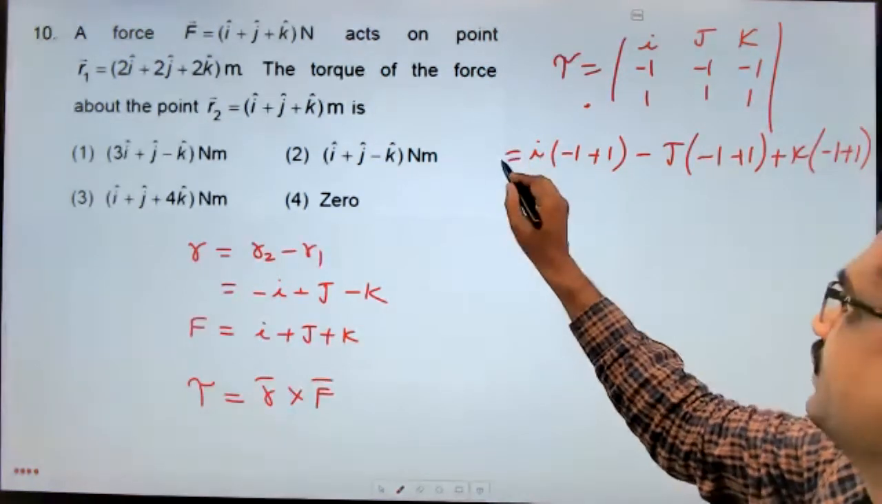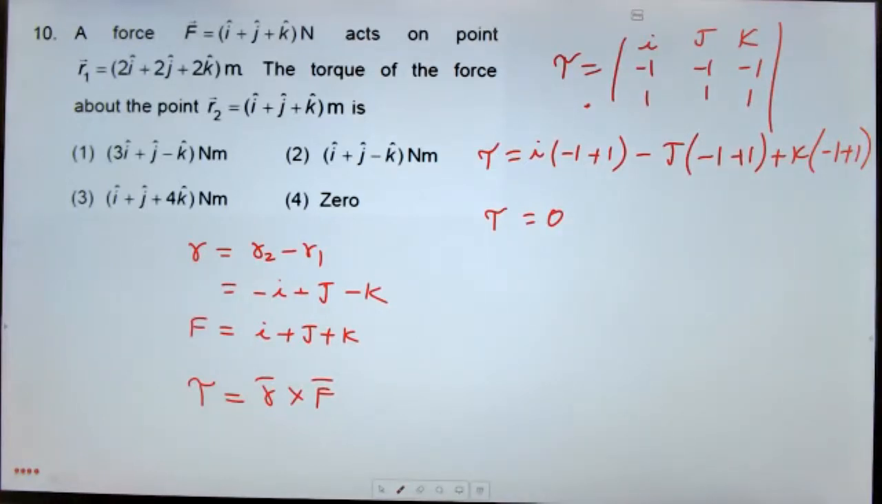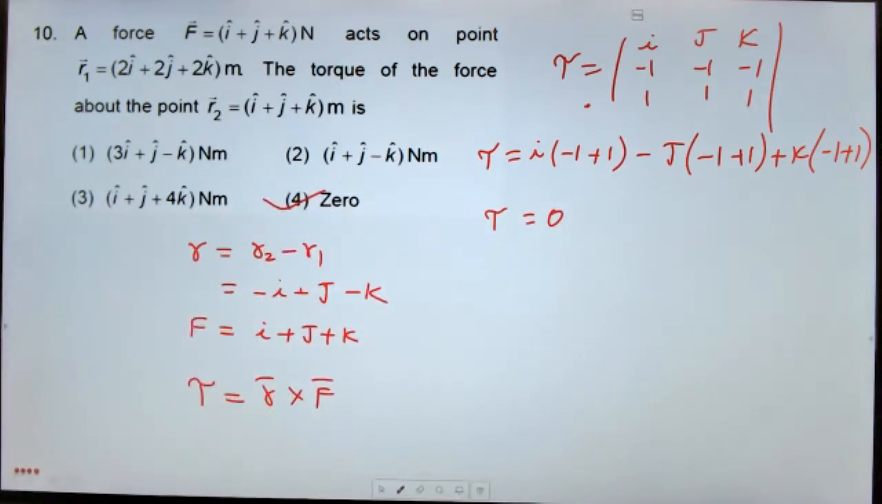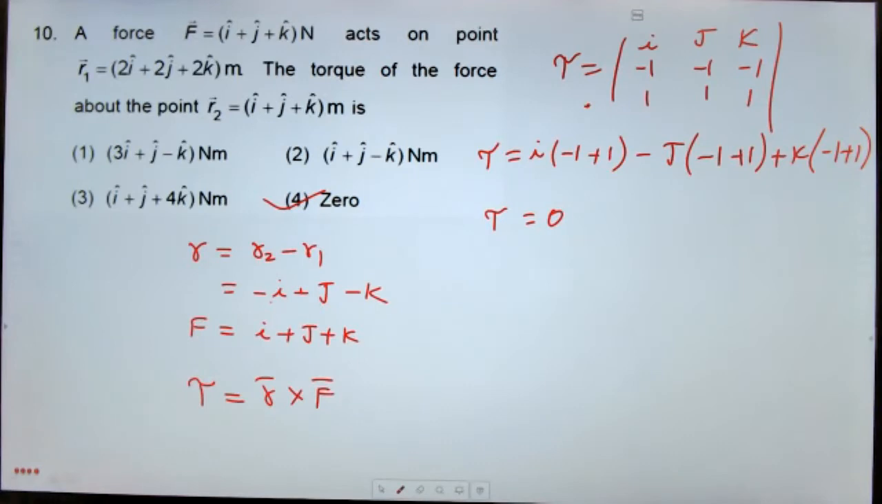Then this is the torque. So you will get it as 0. You will get 0 as the answer. So both have the same notation, just a negative sign is different. So if equal vectors or opposite vectors are there, then the torque will be 0. No need to calculate also.